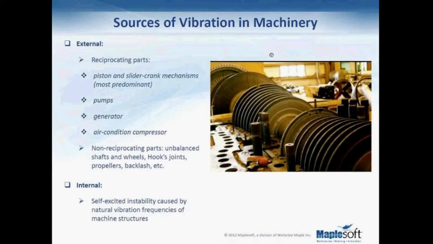Another important source of vibration comes from the inherent property of the shaft or the driveline. For example, vibration can be caused by self-excited instability due to the natural vibration frequency of machine structures. It is crucial for an engineer designing drivelines to avoid this natural frequency completely, to make sure the frequency of the external vibration does not coincide with any of these natural frequencies.